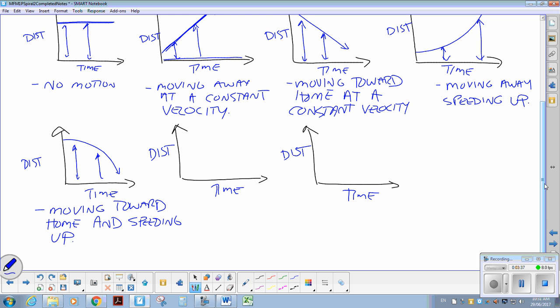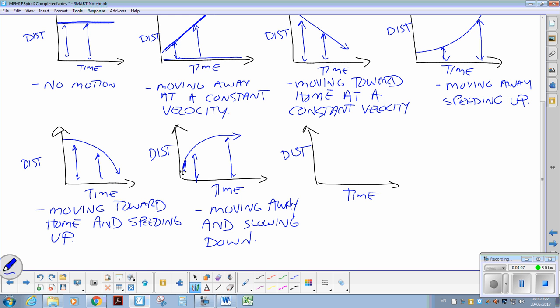The other one then would look like this. A curve that looks like that. So you're starting out really fast, but when you get way out here, it's flattening out. So you're slowing down. So you're moving away and slowing down. So you started running away from home, and as you get further and farther, you get tired, so you start to slow down.